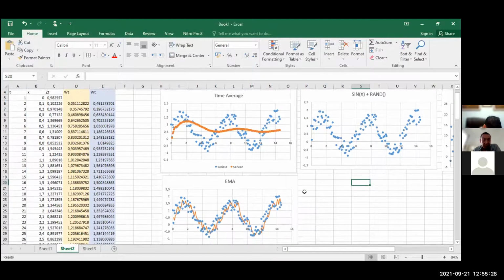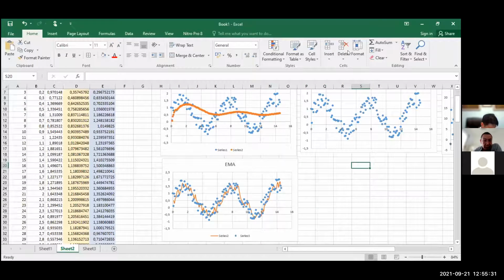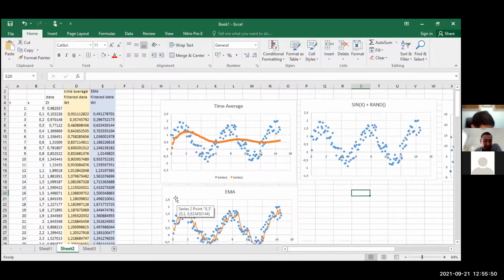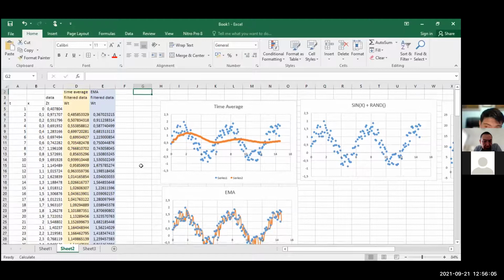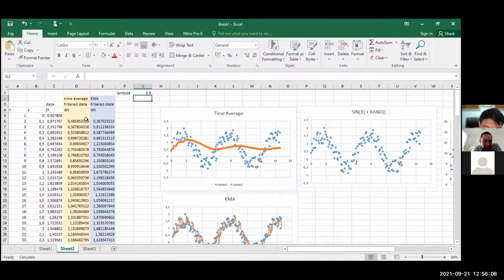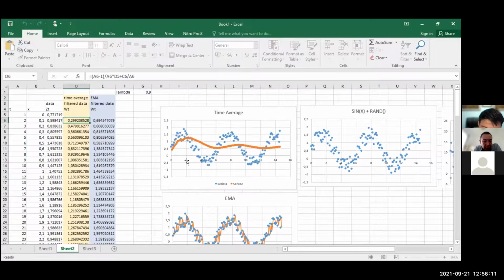So my question a while ago was, is there any way to find the parameter lambda here? Can you change the parameter lambda to, for example, 0.9? What will happen? Yes, in your case, you put lambda at 0.9. Then it becomes worse, isn't it? What happens if you put it at 0.1?